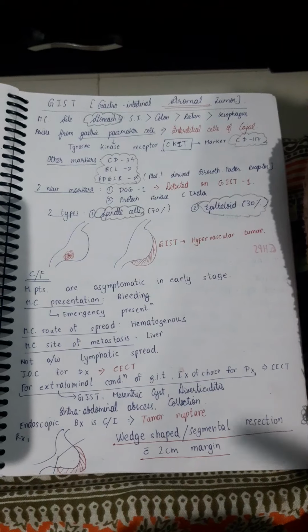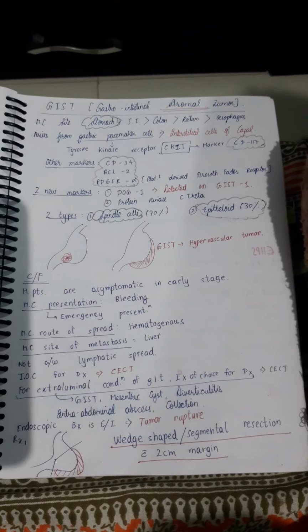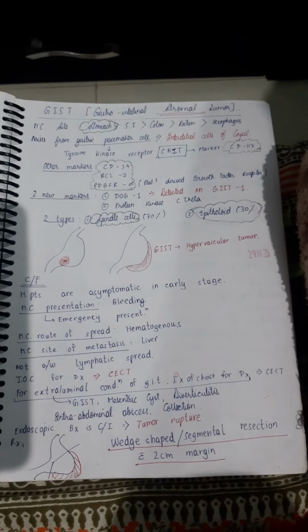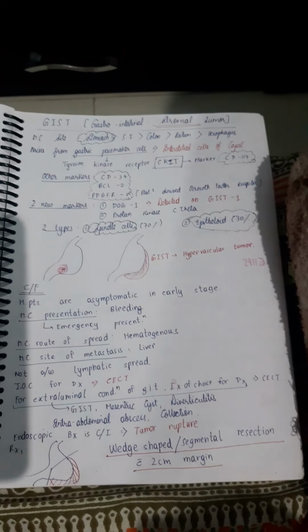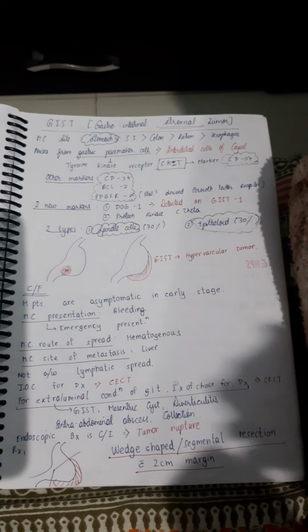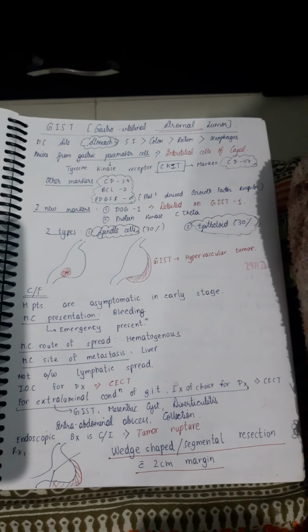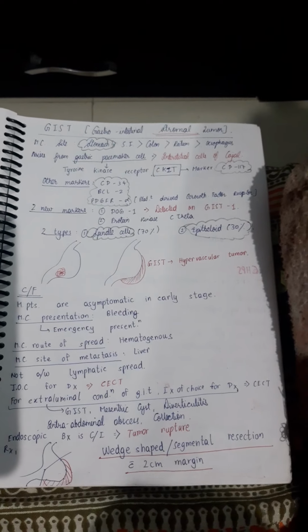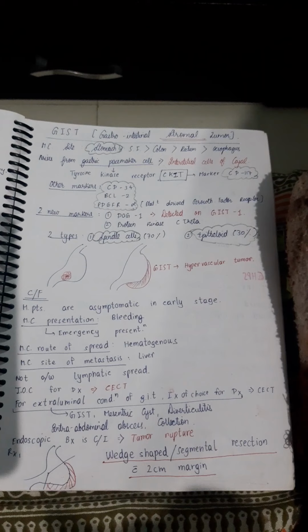Marker CD117. Other markers include CD34, BCL2, PDGFR alpha, that is platelet derived growth factor receptor alpha. There are two new markers available, that is DOG1 and protein kinase C theta. Now there are two types of cells present in GIST, that is spindle cells and another one is the epithelioid cell. Spindle cells are 70% and epithelioid cells are 30%.